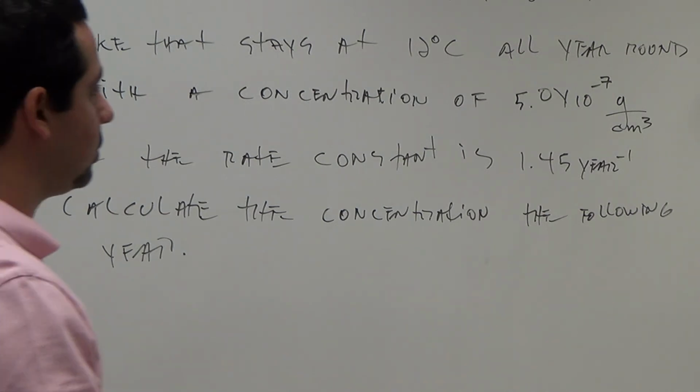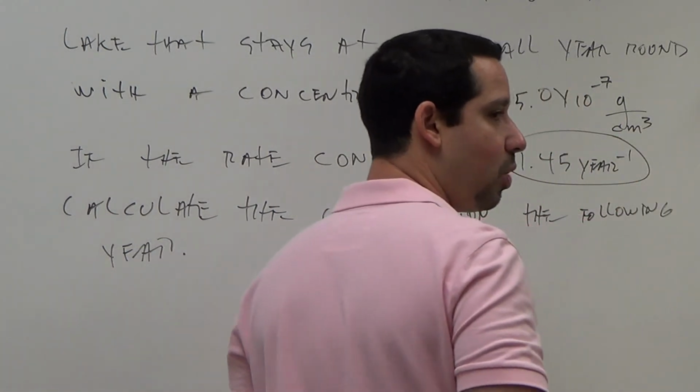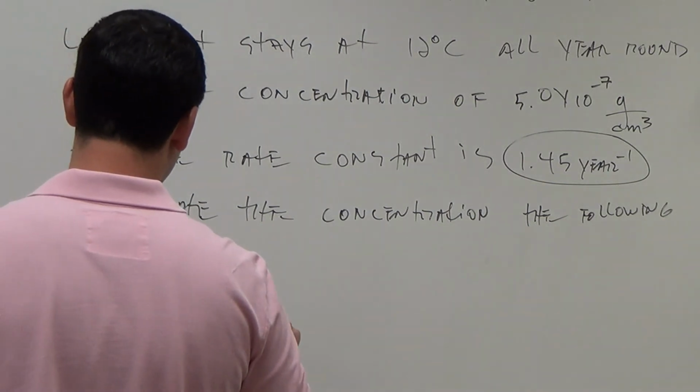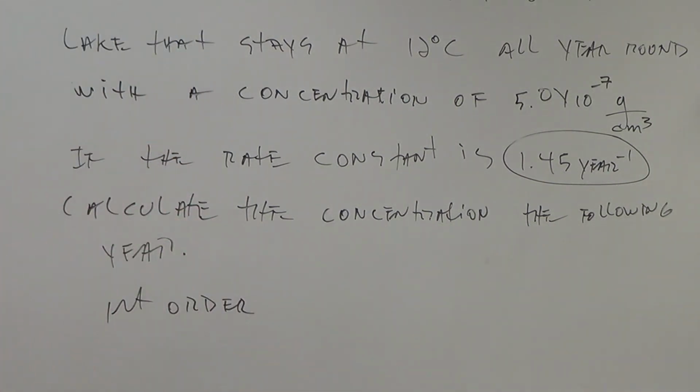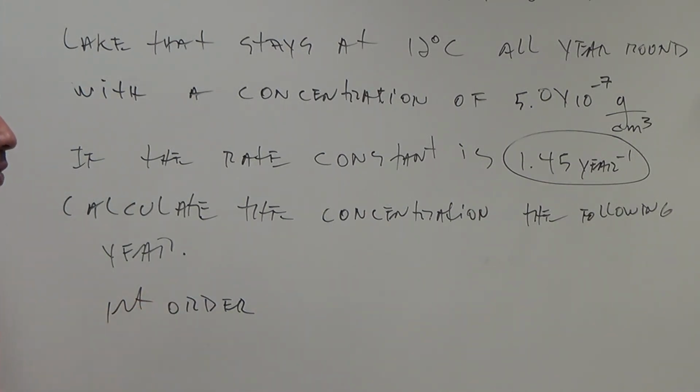So this tells you that it is what order? First order. Because it is first order, every time you see a problem like that, you are looking for the rate constant so you can find out what order it is. Of course, if I tell you the order, then you don't worry about that, right? But I'm not going to tell you the order. So it's first order. What's the equation for first order?